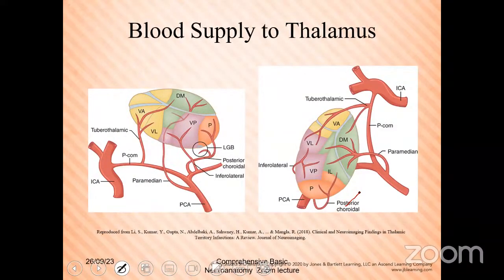You can see the posterior communicating artery, and then you see the posterior cerebral artery coming from the vertebral basilar system, and it is supplying sub-branches. The posterior choroidal artery is coming here. The posterior choroidal artery is supplying the lateral geniculate body, and the paramedian branches supply various nuclei: ventral anterior, ventral lateral, ventral posterior, pulvinar, dorsal medial, intralaminar nuclei. This is the cutest diagram I have seen. You can remember this diagram very easily, and you can see the posterior communicating artery. This is the anterior circulation, that is the internal carotid artery, and this is coming from the posterior circulation and the posterior choroidal artery. That's the posterior cerebral artery. So all these areas, nuclei, are richly supplied by blood.